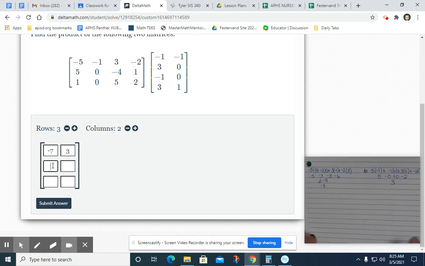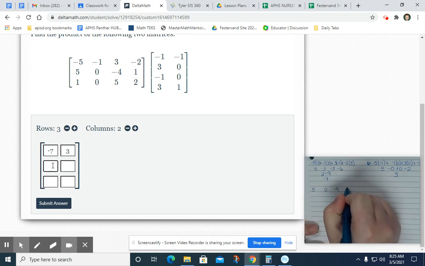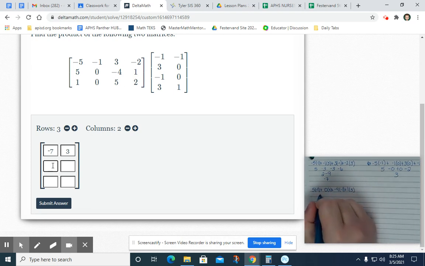So now I'm on element 2, 2. So I'm going to take row 2, 5, 0, negative 4, 1. I'm sorry, this is element 2, 1. So I'm going to take row 2, column 1. So times negative 1, times 3, times negative 1, times 3. I get negative 5 plus 0 plus 4 plus 3. Negative 1 plus 3 gives me a 2.